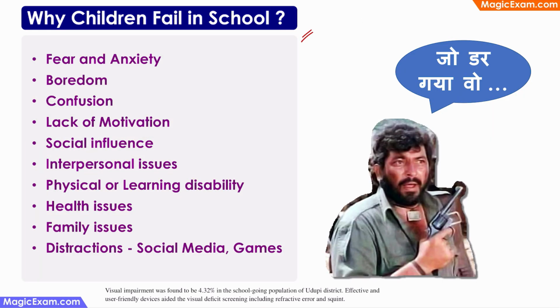Why children fail in school? That is the next topic. Like Gabbar Singh says, "Jo dar gaya, wo fail ho gaya." So fear and anxiety are probably the most important reason why children fail in school. This fear and anxiety can be caused by various reasons, such as unnecessarily high pressure from the family or from the teachers, or very high expectations from the students which they are unable to meet. So they are afraid and they get anxious, and they are not able to reach their potential. So they fail in school.